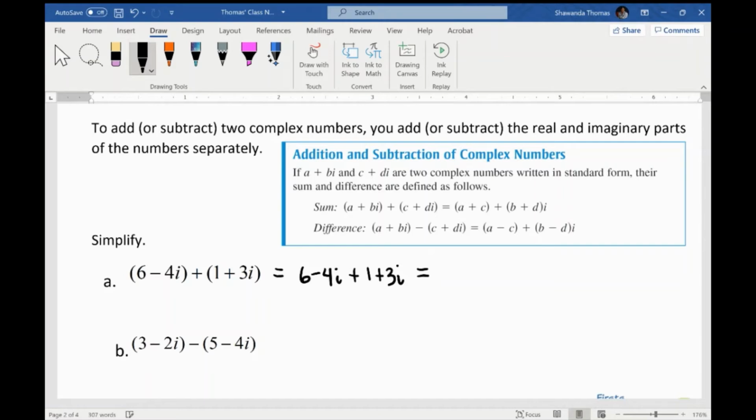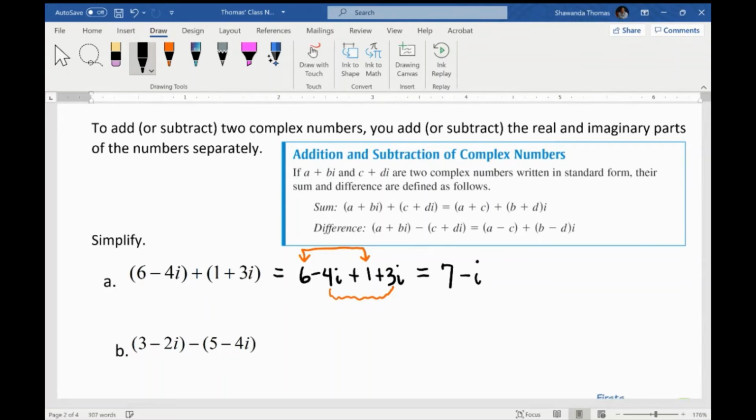What do you think we can add together? If I'm telling you, it's really no different. Yeah, 6 and 1. 6 plus 1 is 7. And then what else? The -4i plus 3i, which is -1i. Negative i.